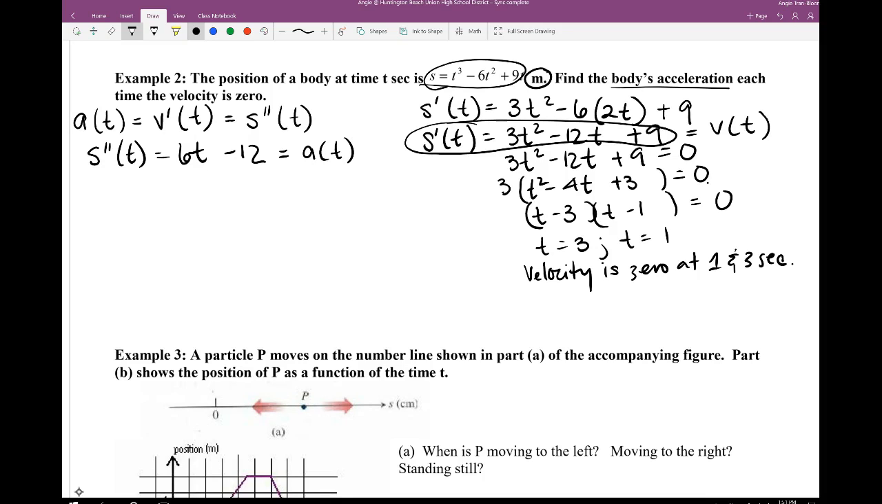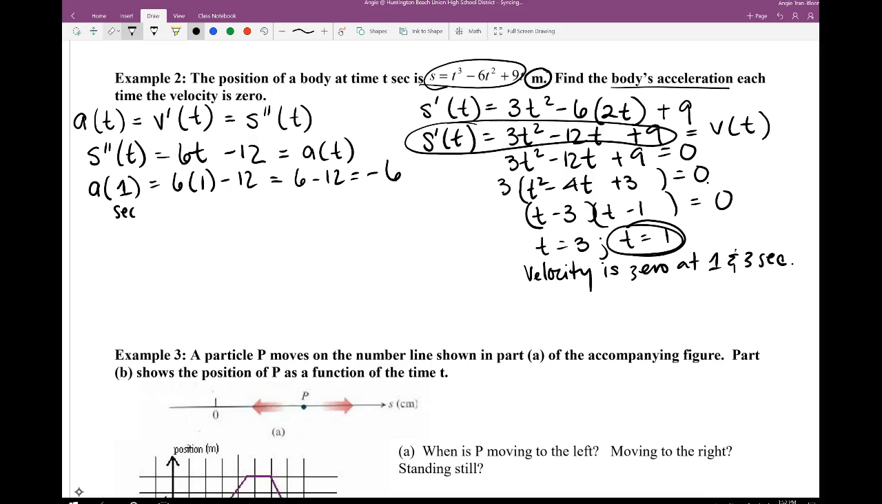Well, it says find the body's acceleration each time the velocity is 0. Well, the velocity is 0 at 2 times, so I have to find both. So a of t, in this one, let's use 1 first. So a of 1. The first time the velocity is 0 is 1, so I'm going to plug 1 in. So 6 times 1 minus 12 equals 6 minus 12, which is going to be negative 6.